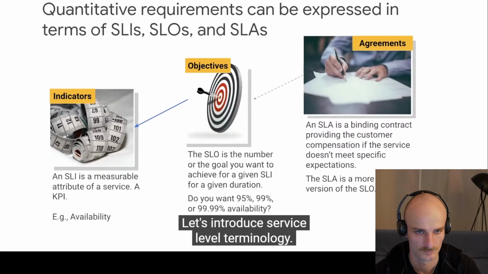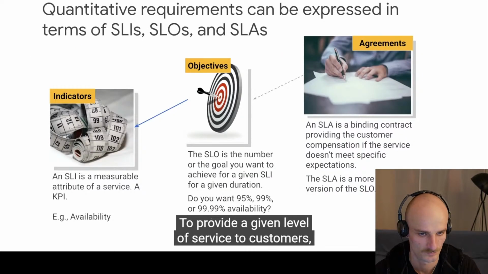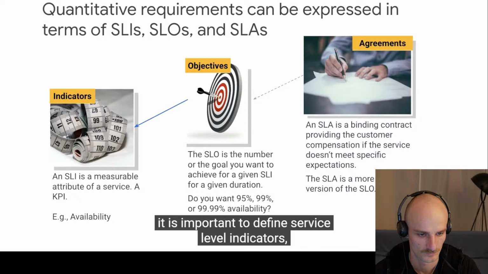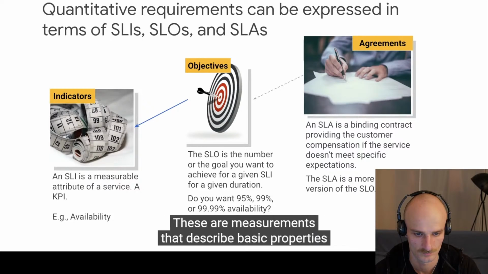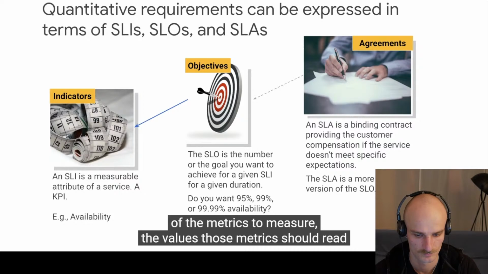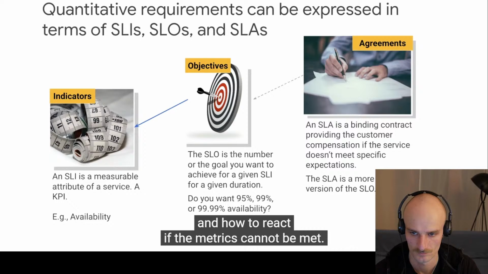Let's introduce service level terminology. To provide a given level of service to customers, it is important to define service level indicators or SLIs, objectives or SLOs, and agreements or SLAs. These are measurements that describe basic properties of the metrics to measure, the values those metrics should read, and how to react if the metrics cannot be met.